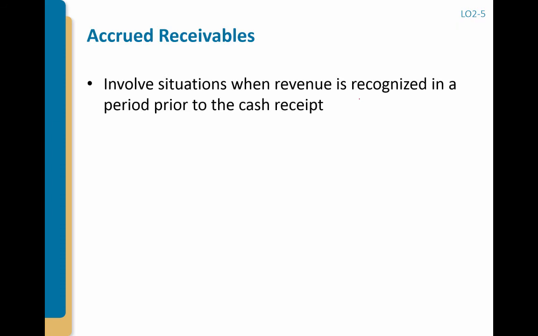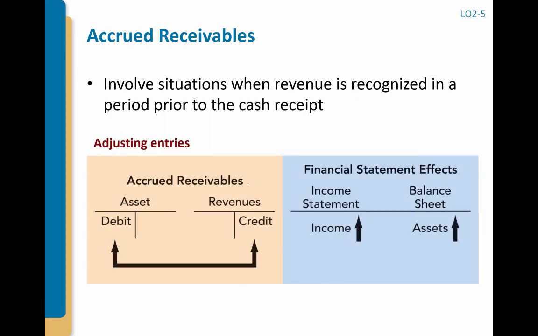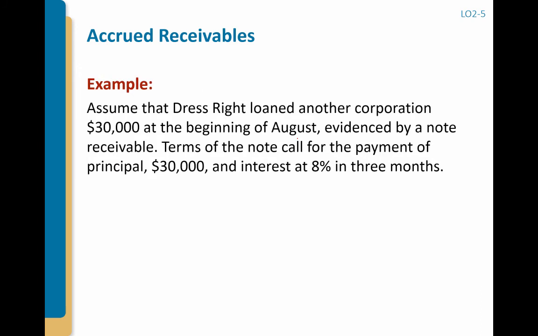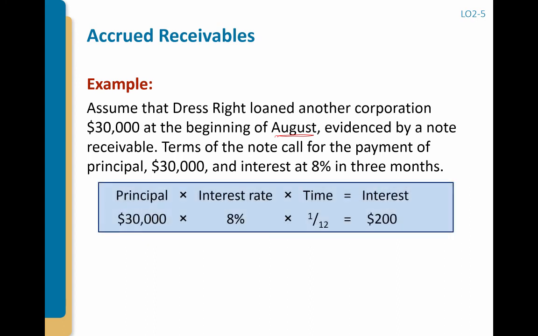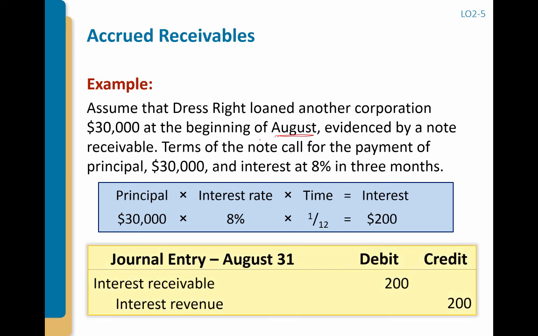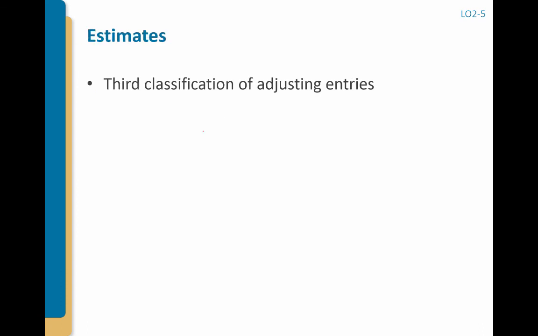Now for accrued receivables, here revenue is recognized prior to getting your cash. So again, you're debiting a receivable, an asset, and then you're crediting the revenues. So in this case, we loaned $30,000 at the beginning of August and by a note, and they're giving us the terms of the note. So we have principal, rate, and time to get our interest. So here we're expecting to receive this interest, and now we've earned it during this period.